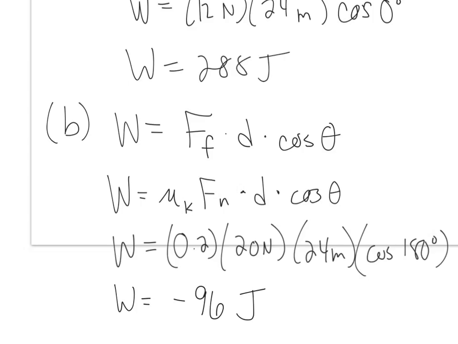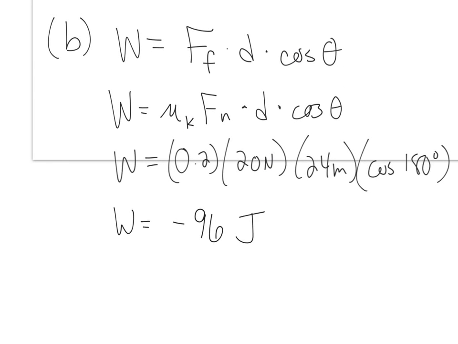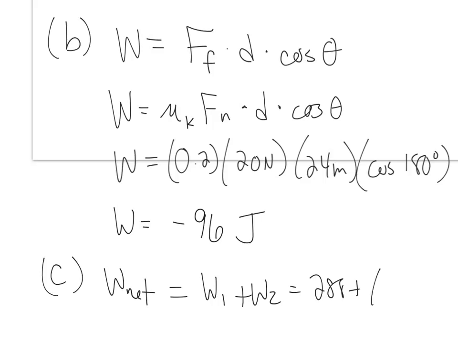What's the net work done? How do I figure it out? Sum them together: 288 plus -96. What is it? 192. And my units are joules again. Okay, joules. So we literally just sum those two things together.